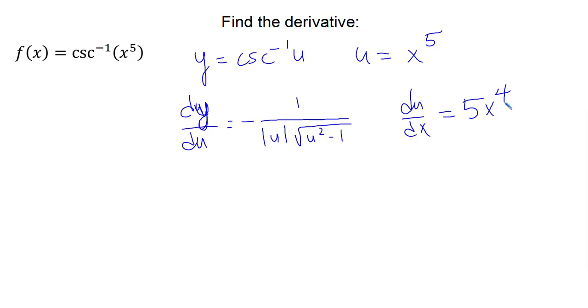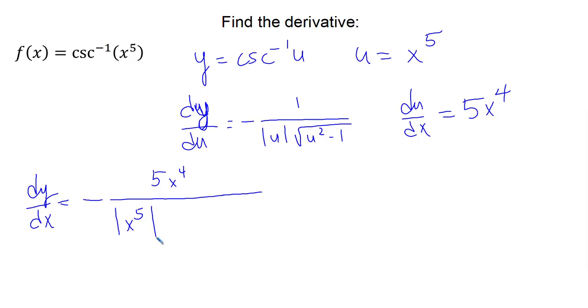So as we multiply this all out together, we have dy dx is equal to the opposite of 5x to the 4th. And then we have the absolute value of u, so that's the absolute value of x to the 5th. And then we've got the square root of x to the 5th squared, which would be x to the 10th, minus 1. And from here, we should be able to simplify this down just a little bit.